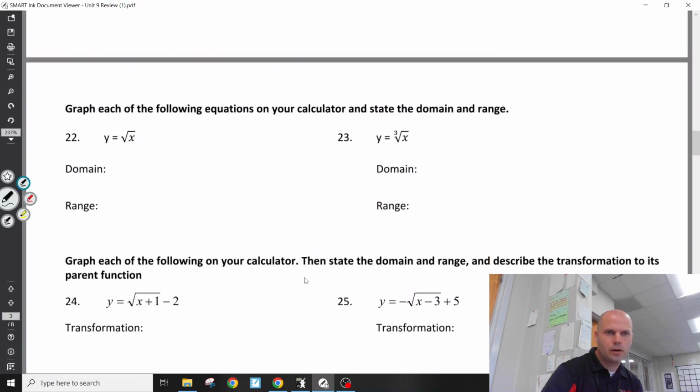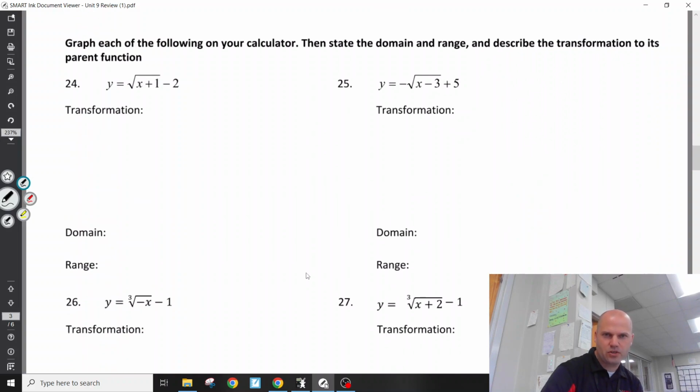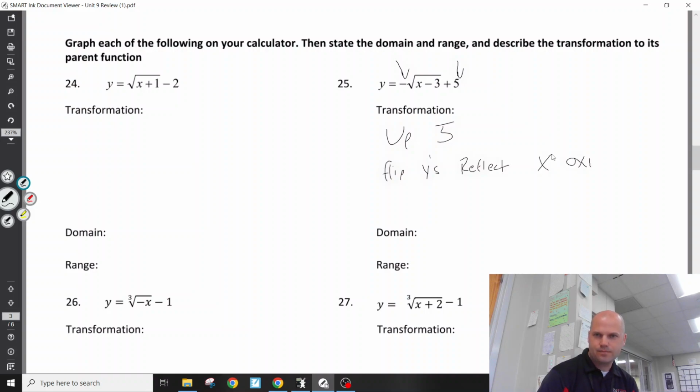I'll do a couple more, maybe transformations right here. For example, you have a negative on the outside and a 5 on the outside. So the 5 on the outside means up 5. The negative means we're going to flip our y's, which means we reflect over the x-axis. If your y's go from here to down here, you reflect over the x-axis.